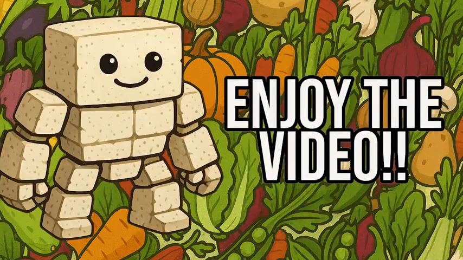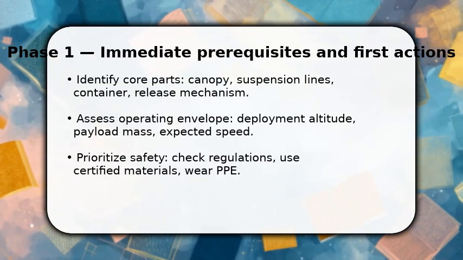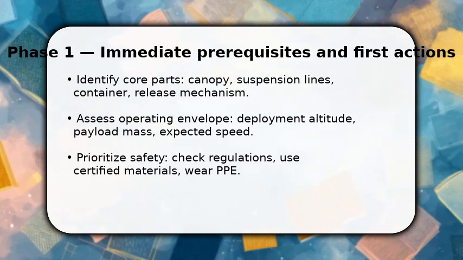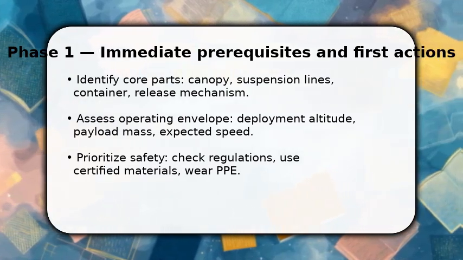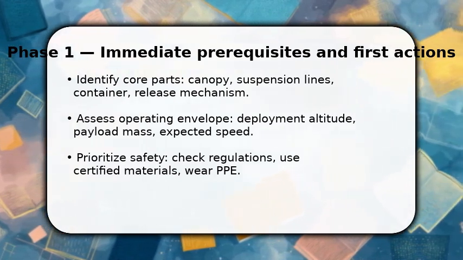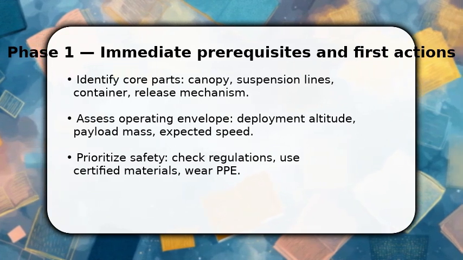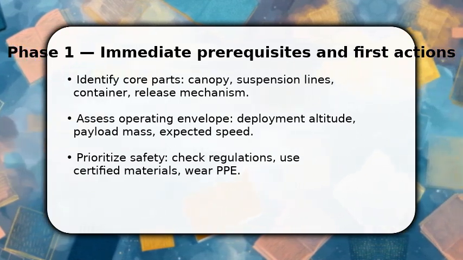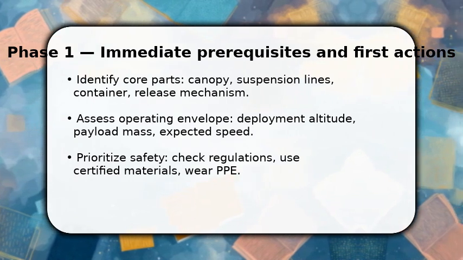Please enjoy the video. You begin by confirming what a deployment system must do and why each part matters. You note the canopy, lines, container, and a safe release method. These are the functional elements. Once done, evaluate the operating envelope; altitude, payload mass, and speed determine choices.